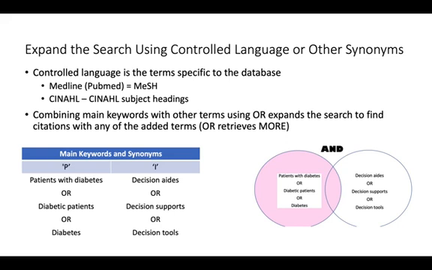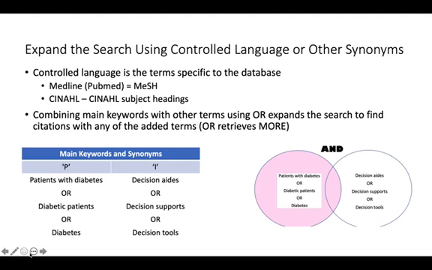So combining main keywords with other terms using OR expands the search to find citations with any added terms. A little hint on here: OR retrieves more. So the Boolean operator AND restricts, and OR retrieves more. You'll see under the main keywords and synonyms, for P, I did patients with diabetes or diabetic patients or diabetes. And then for I, decision aids or decision supports or decision tools.